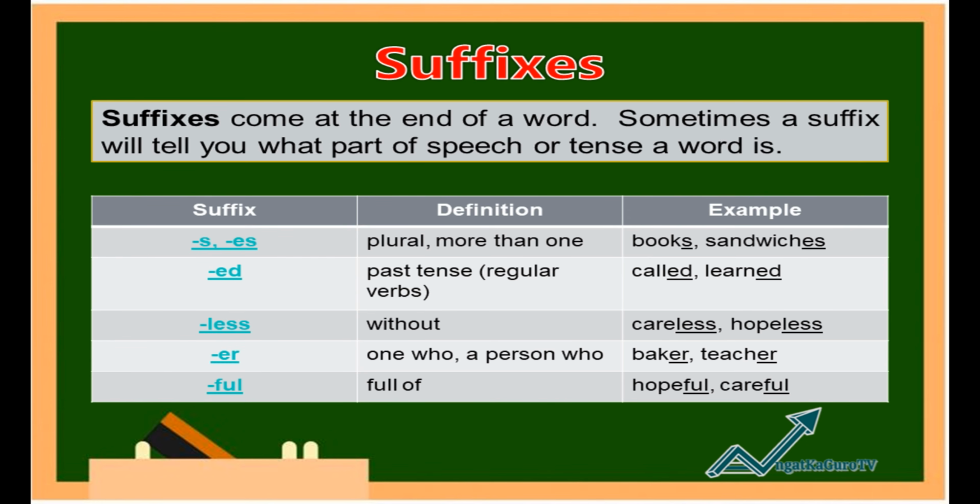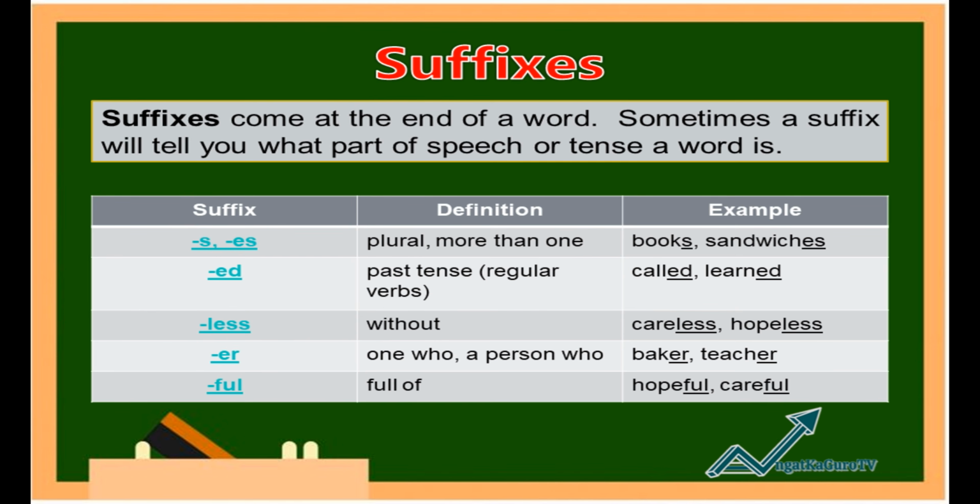Sometimes a suffix will tell you what part of speech or tense a word is. Example of a suffix, s or es. Definition, plural, more than one. Example, books, sandwiches. Ed, definition, past tense, regular verbs. Example, called, learned. Another suffix, less, means without. Example, careless, hopeless.